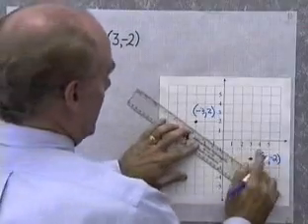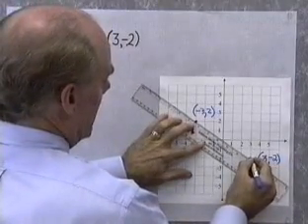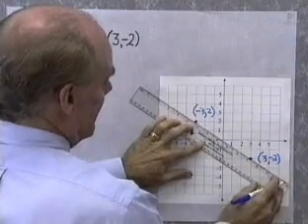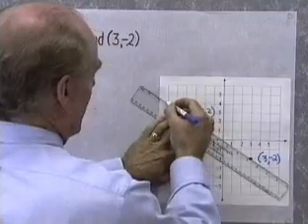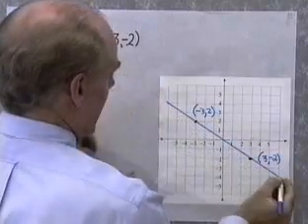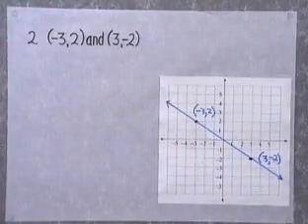So the line that goes between these 2 points right here is going to look like this. Let's see, did I get that right? Okay. I want to try to do this accurately so we can get a good picture of what this line looks like. Okay, so there's the line that goes through those 2 points.